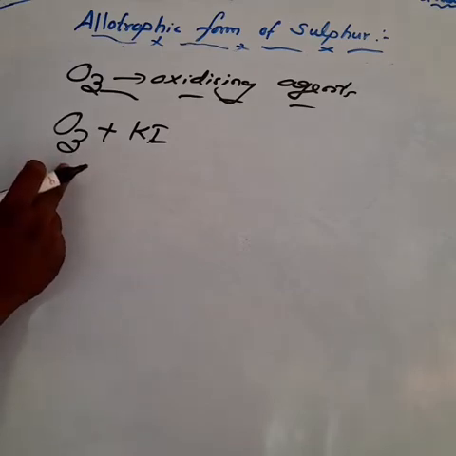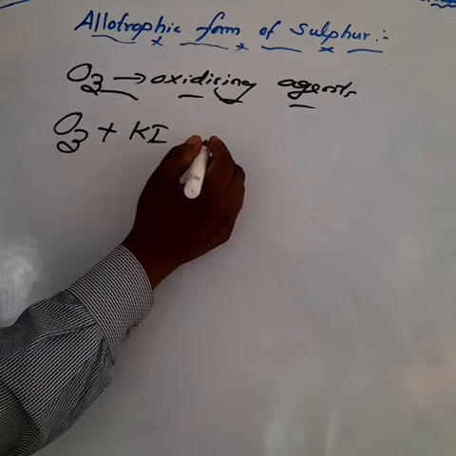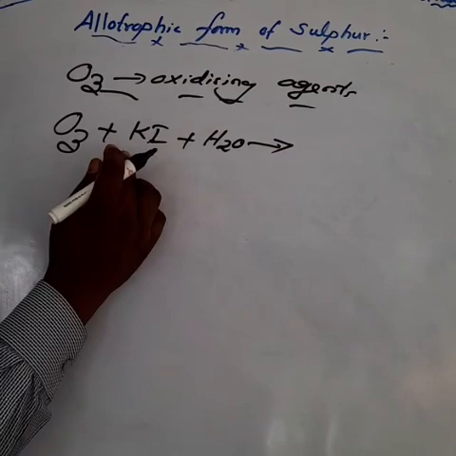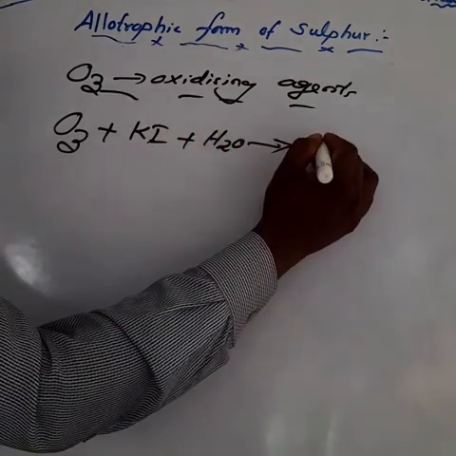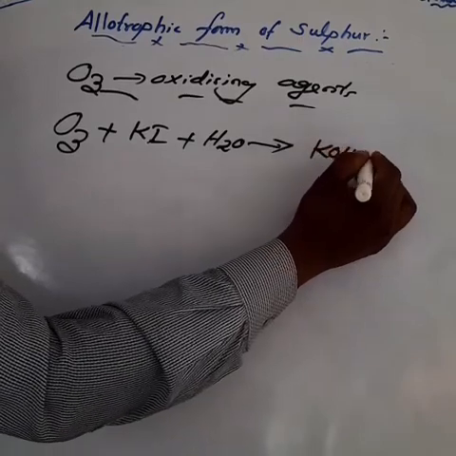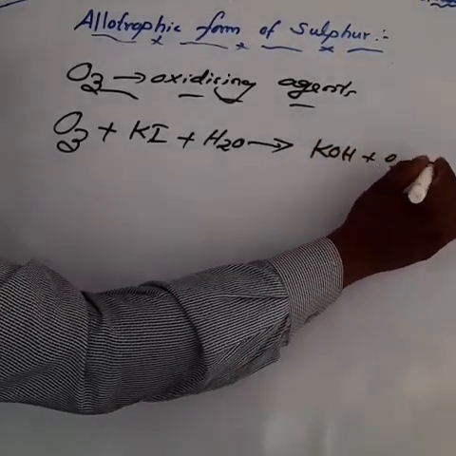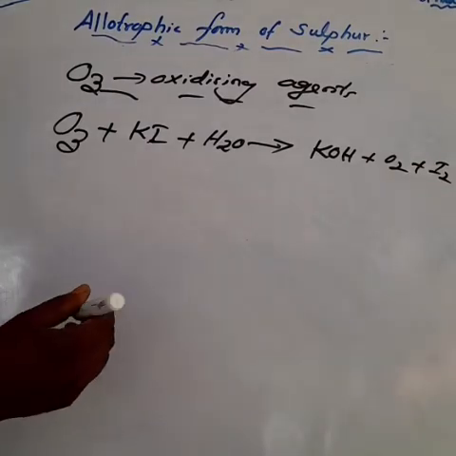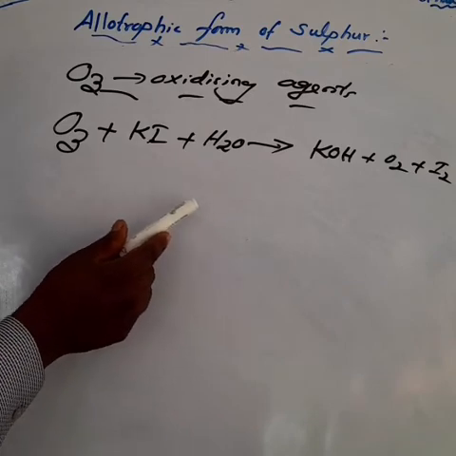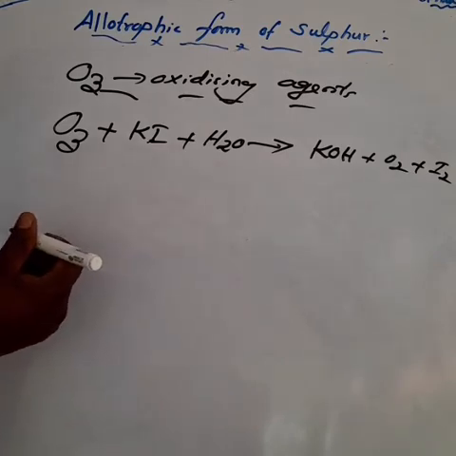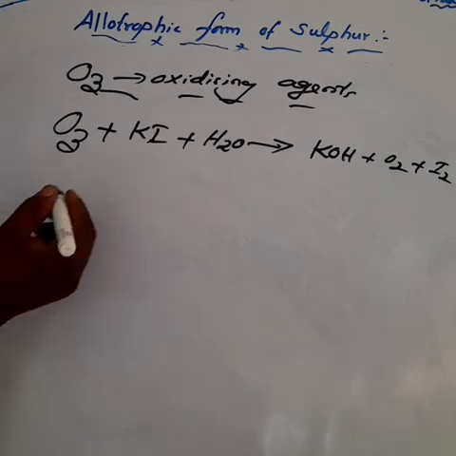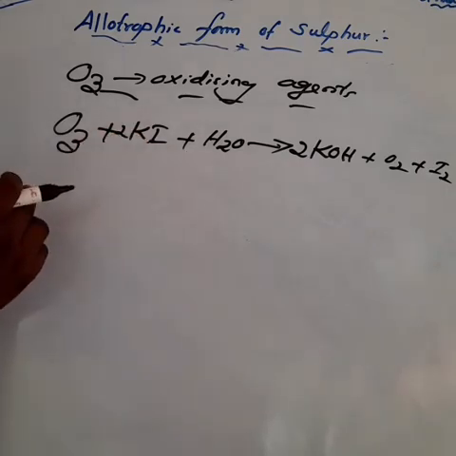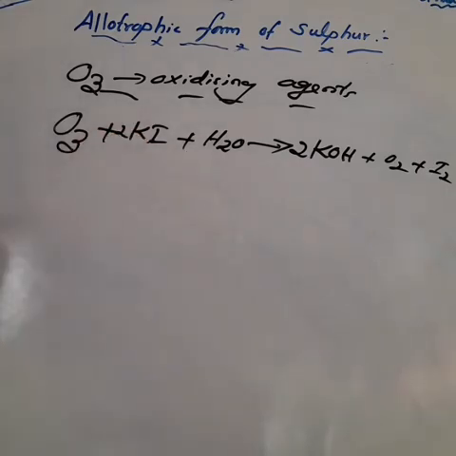We can write the equation: O3 reacts with potassium iodide KI in the presence of water H2O. The potassium combines with OH to form KOH. Ozone is converted into O2 and also we get iodine I2. How can you balance the equation? On the reactant side there is O3 plus O, 4 oxygen, and the product side has 3, so make it 2 KOH. So the oxygen is balanced, and on the reactant side make it 2 KI. Now the equation is balanced, okay?